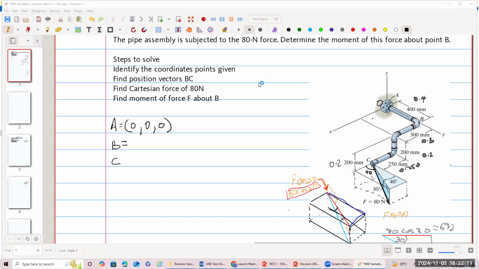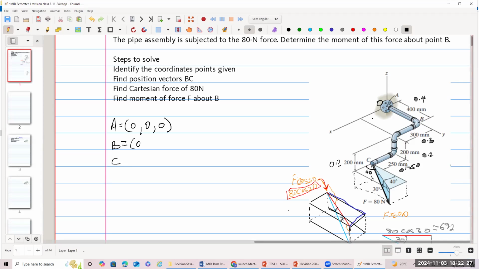0i, 4j, and 0k. So this one is 0 for x, right? Because it's right here, B is only on the y-axis. Therefore, the other one would be 0.4j. 0.4, right? And this other point, I'm just writing a point, not even writing that yet. Another one is the 0k, Z is 0. I'm just writing the coordinate points, not even writing them in Cartesian format.